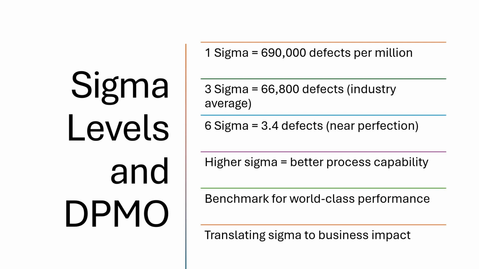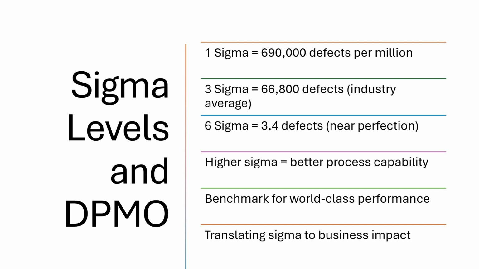Then comes translating Sigma to business impact. Reducing defects will save millions in rework and warranty claims, customer churn, and lost opportunities. A simple example, a 1% error rate in an airline's baggage system is equal to 10,000 mishandled bags per million. At Six Sigma, it drops to just 3 or 4, which leads to improved customer loyalty, lower cost, higher efficiency, and stronger competitive advantages. Executives often use Sigma level as a KPI when assessing operational performance.